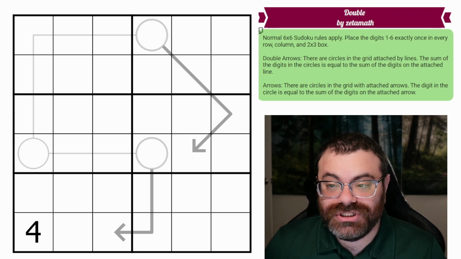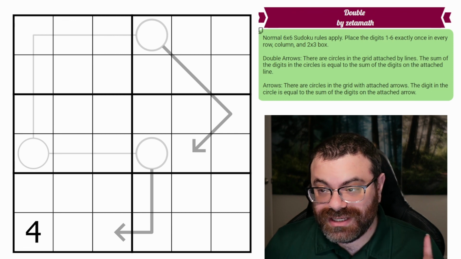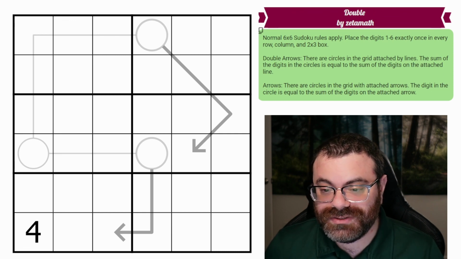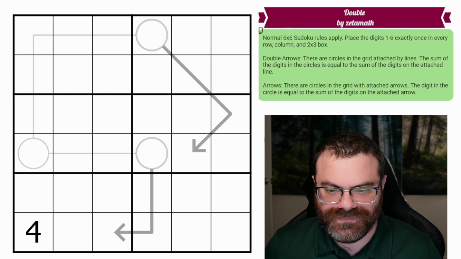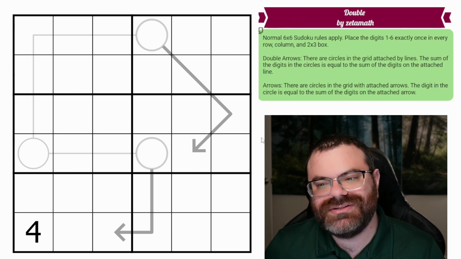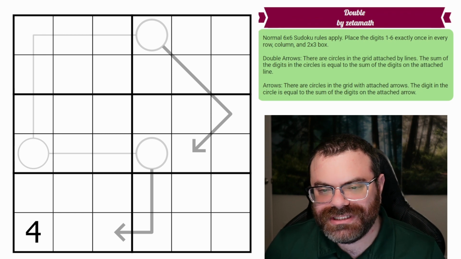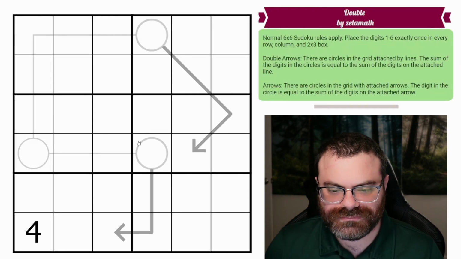There's a link in the description if you'd like to try the puzzle yourself. I know zetamath has a reputation for more difficult puzzles, but I promise you he is adhering to our adventure series difficulty level. So I'm sure you'll enjoy this. So definitely give it a try, and I'm going to get started right now.